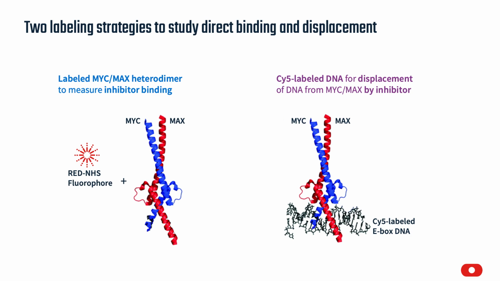Then we also thought of a different assay where the DNA comes into the game. There we thought if we label the DNA, we can study first if MYC binds to the DNA, and then also if there are small molecules that can disrupt this binding and displace the protein from the DNA. We used a DNA sequence that had been described in a paper. The authors had used biotinylated DNA, and we took the same sequence and, instead of the biotin, attached a Cy5 dye, and then we could measure the interactions with that.